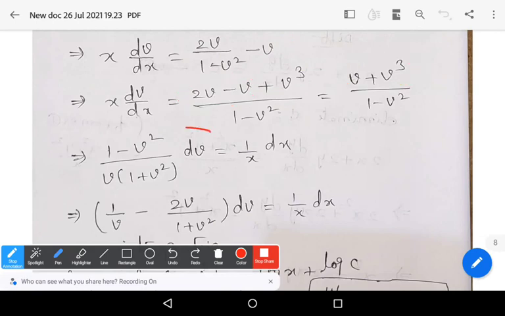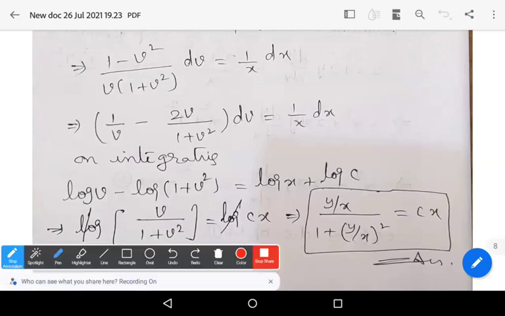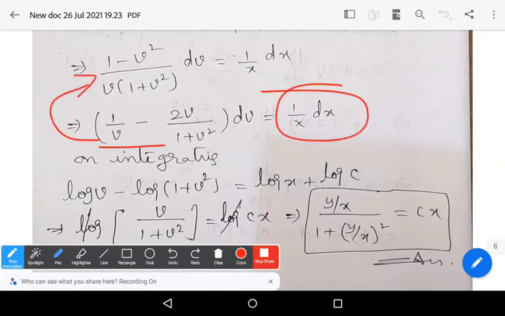Separating the variables, we get 1 minus v square by v into 1 plus v square. The left side is very simple partial fractions. 1 minus v square by v into 1 plus v square can be written as 1 by v minus 2v by 1 plus v square. Take LCM and simplify, and you get this step. In the RHS, we get 1 by x dx.